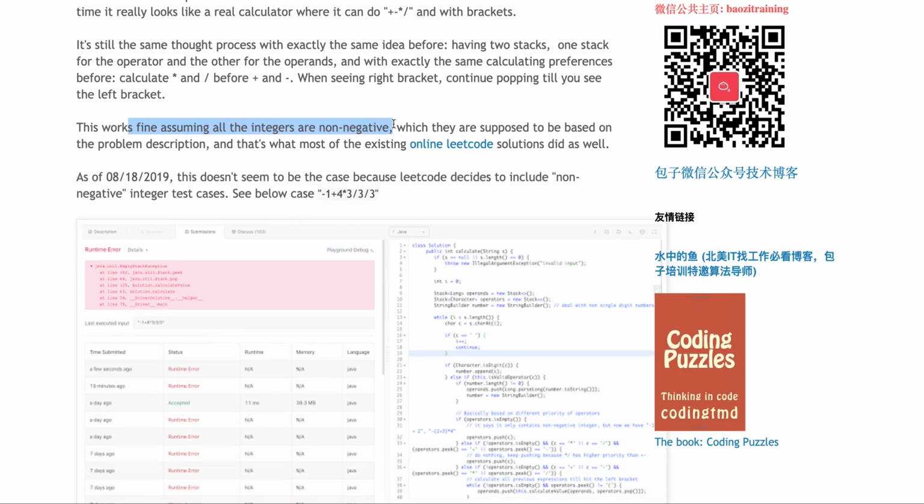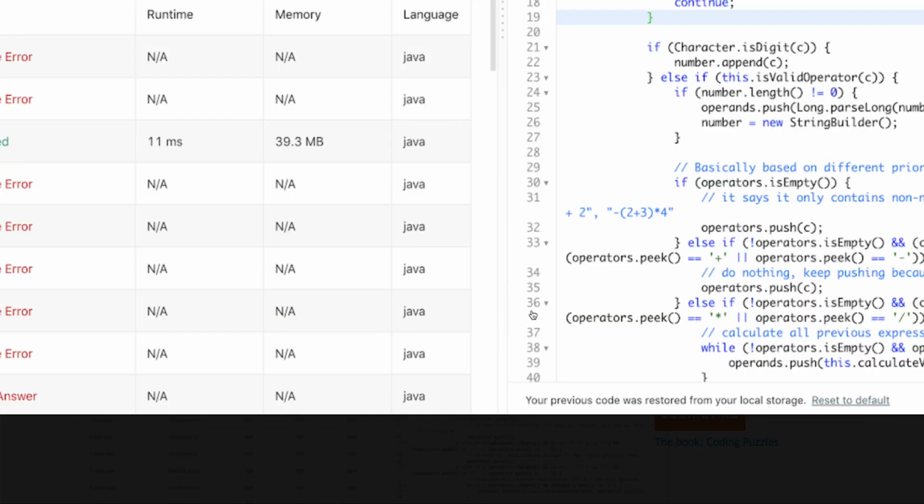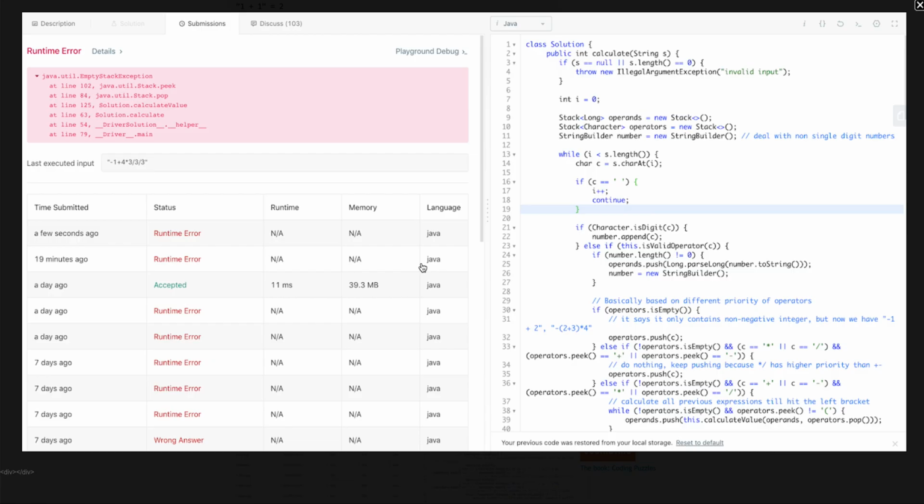Or else, if you have a plus or a minus, and your previous one is times, you shouldn't really calculate. So here I pointed out, this is assuming all the integers are non-negative. However, I think Leetcode made a mistake, because it actually has a test case like this. If you see the picture here, I have this normal solution which I pasted below, just like I talked about, but you will see you actually get an empty stack exception. Why is that? Because you do have a negative integer case, which is -1.